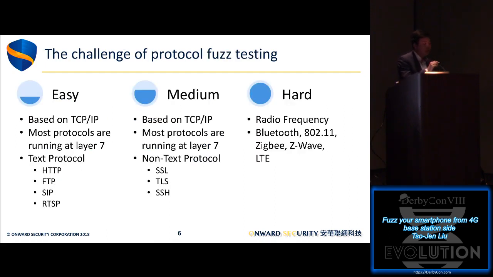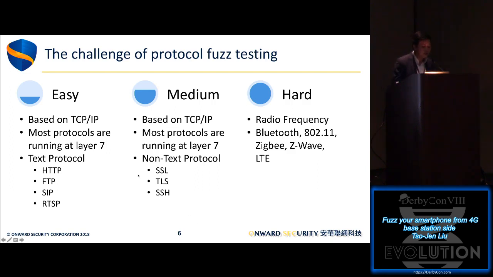If you want to build your own protocol fuzzing test tool, it's not pretty hard. It's a simple, easy thing. Some protocols like HTTP, FTP, and RTSP are presented in text. So you can just use a sniffer to dump the packets, and you can use a text editor to edit the content to do the fuzzing test.